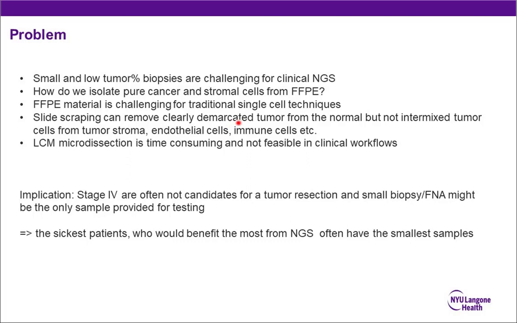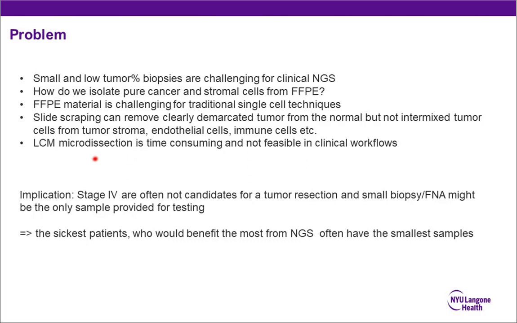Slide scraping can improve your tumor cell percentage if the normal and tumor are clearly demarcated, but intermixed tumor cells, from the tumor stroma, as I showed you with endothelial cells and immune cells, cannot be separated that way. In theory, laser capture microdissection can be performed, but that's a very time-consuming effort and not really feasible in clinical workflows.